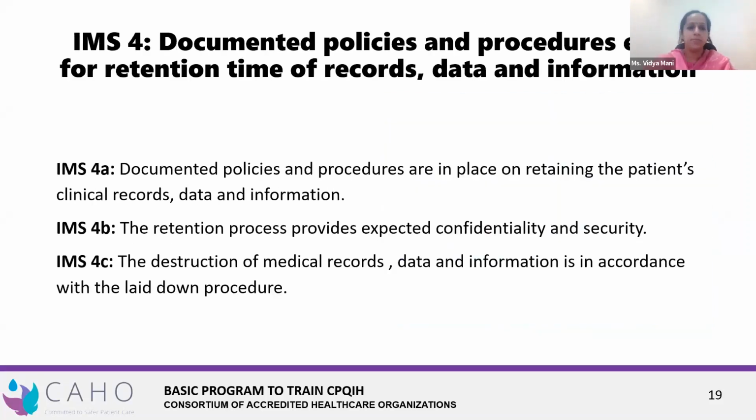Moving on with IMS 4, the documented policies and procedures exist for retention time of records, data and information. So basically IMS 1, 2 and 3 talk about who can make entries in a record, what are the components of a record, how do you maintain it, and how do you secure the data. So we come to the end of the chapter wherein we talk about how the data will have to be retained and how we go about destroying the medical records once the appropriate timeline is up.